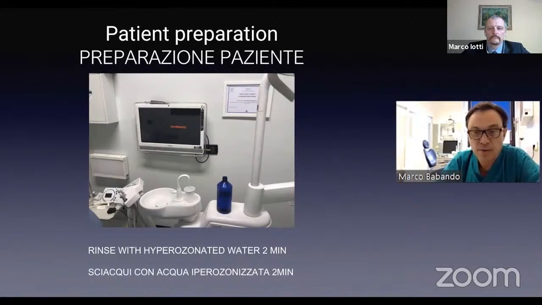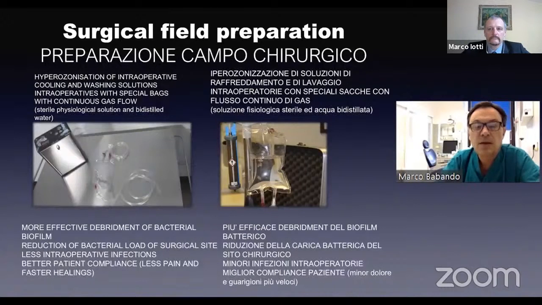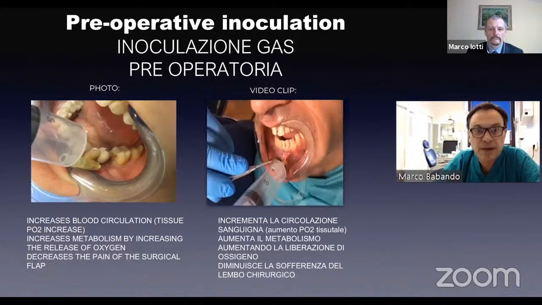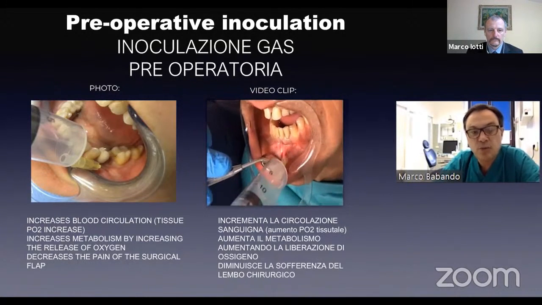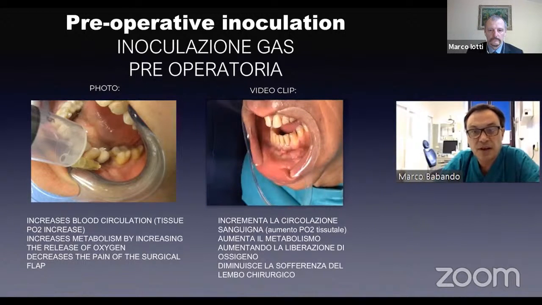So the patient rinses his mouth for 2 minutes before surgery. Ozone is also very useful for preparing the surgical field. In fact, we can proceed with ozonizing lavage solutions, but not only that, we can also obtain the cooling solutions, and we can maintain them hyperozonized with specific bags that allow us to have a continuous gas flow. Looking at the surgical site, I always inoculate before working on the surgical flap. I usually inject this oxygen-ozone mixture for diminishing tissue suffering.